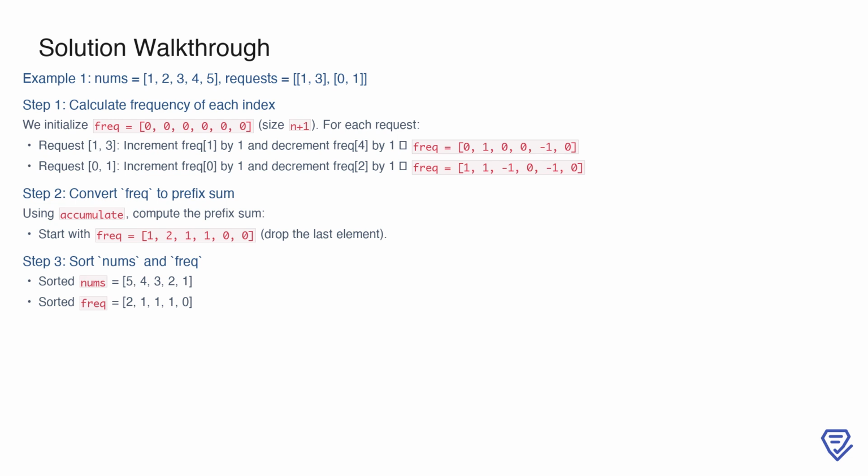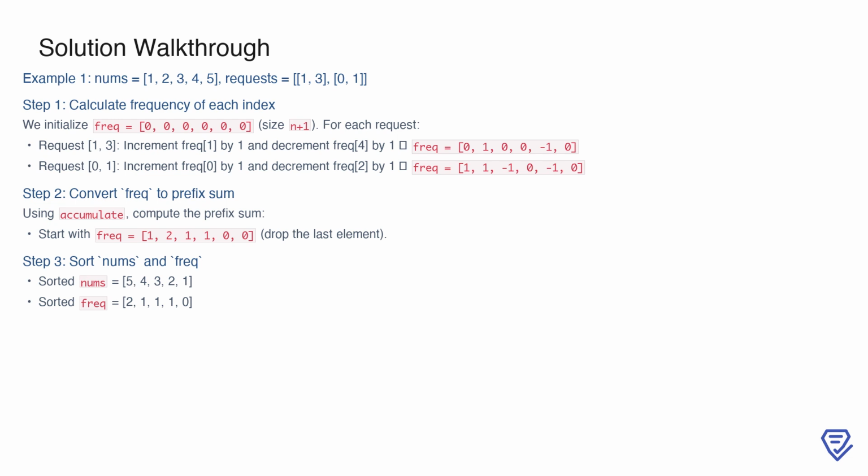Next, for the second request 0, 1, we increment frequency 0 by 1 and decrement frequency 2 by 1, resulting in frequency equals 1, 1, -1, 0, -1, 0. To prepare for the next step, we convert this array into a prefix sum. Using accumulation, the prefix sum gives us 1, 2, 1, 1, 0, 0, and we drop the last element, leaving frequency equals 1, 2, 1, 1, 0.